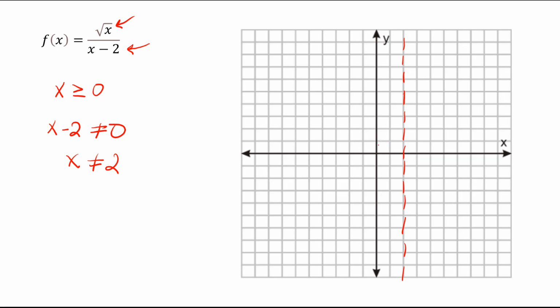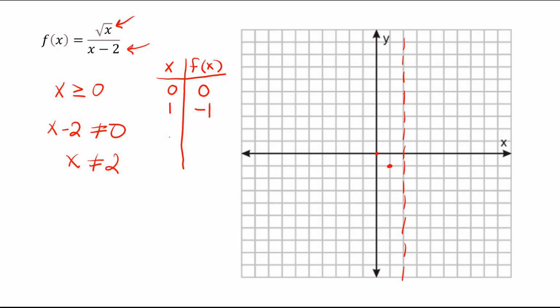So we can plug in a couple of values for x. If we make a little chart here for x and f of x, and remember f of x can also be called y, it is the vertical axis. If we put in 0 for x, we get 0 over 0 minus 2, which is 0. So the point 0, 0 is on this graph. If we put in 1 for x, 1 over 1 minus 2 makes negative 1. So 1, negative 1 is on this graph.